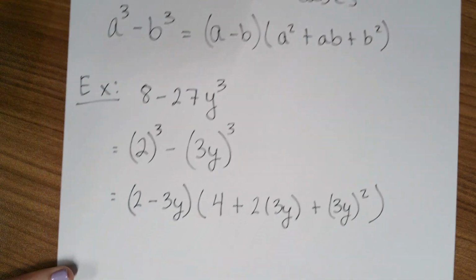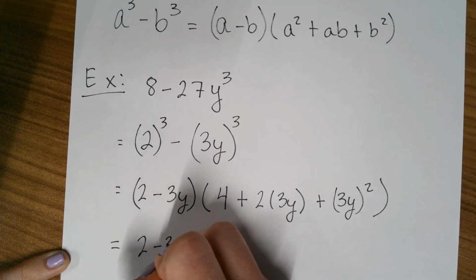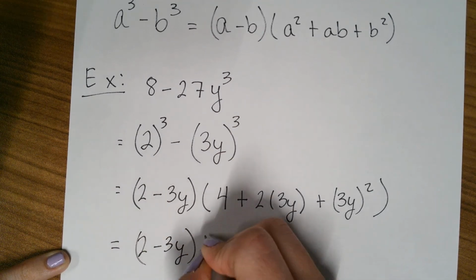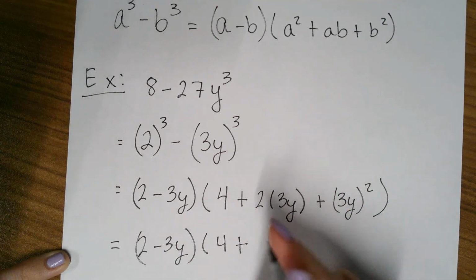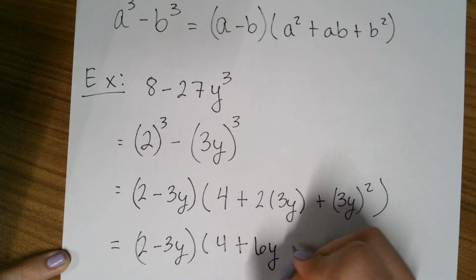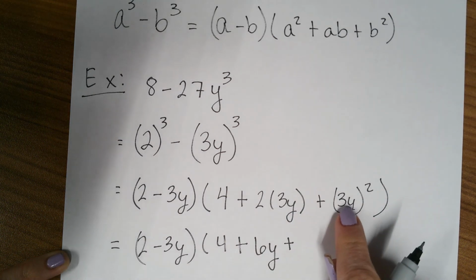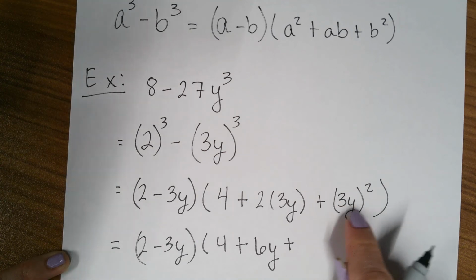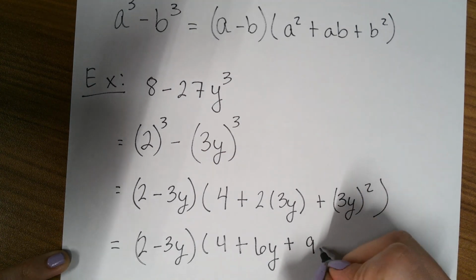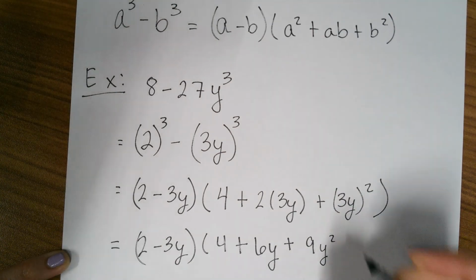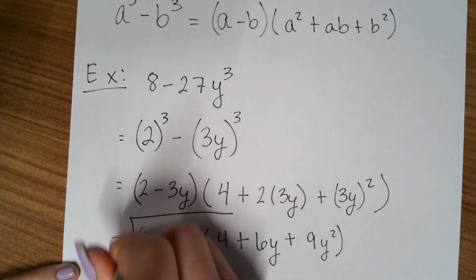And now let's go ahead and simplify. We already did the 2 squared. Let's simplify the rest. So I have 4 plus 2 times 3y gives me 6y plus 3y squared. So these things are being multiplied, so I gotta square the whole thing. 3 squared is 9. Y squared is y squared. And there we go. So this is our difference of cubes.